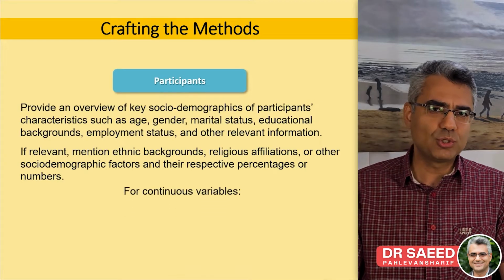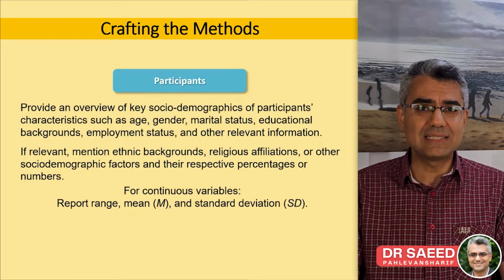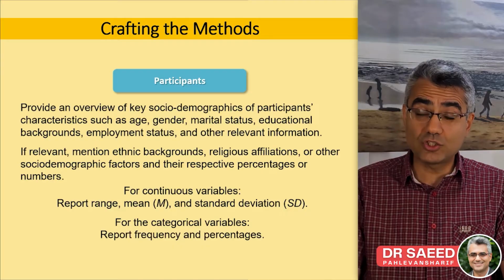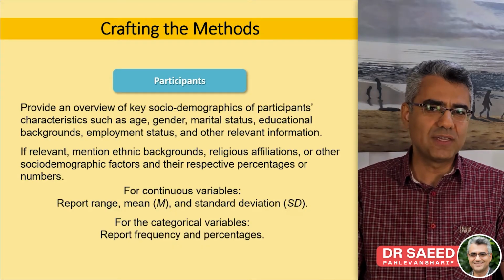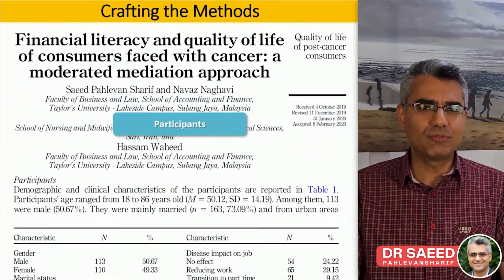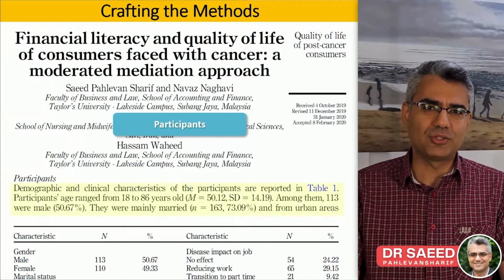To report the continuous variables such as age, report statistics such as range, mean, and standard deviation. And for the categorical variables such as gender or educational levels, summarize the results with frequency and percentages. For example, this is my favorite format to report the demographics information.